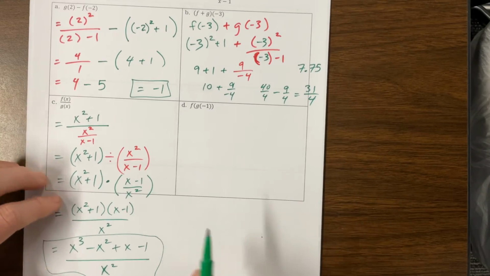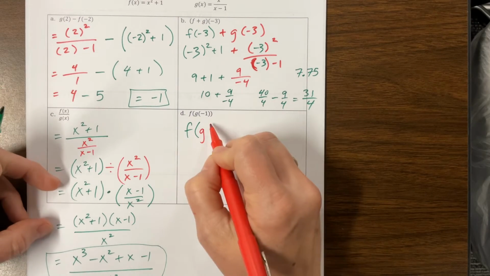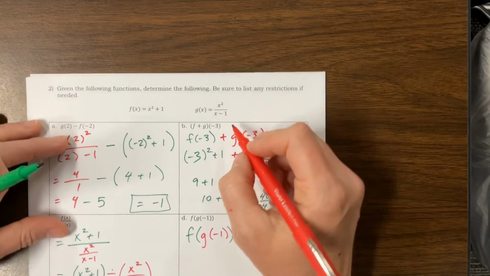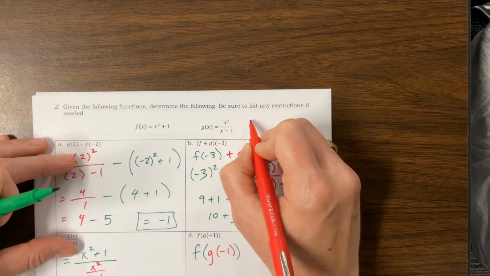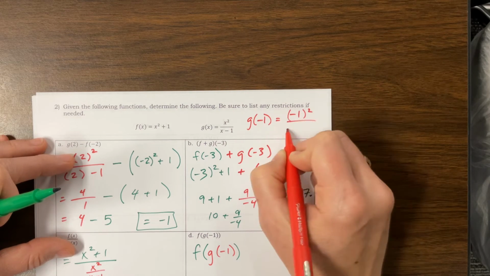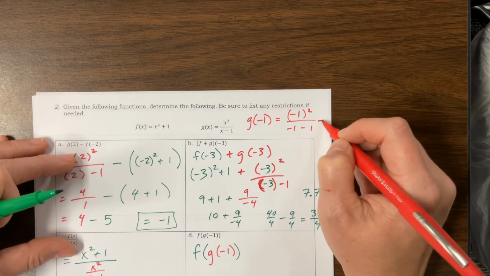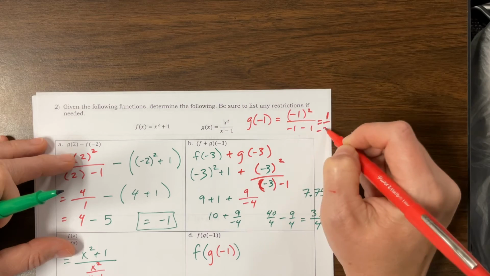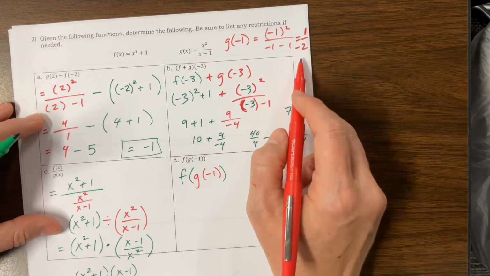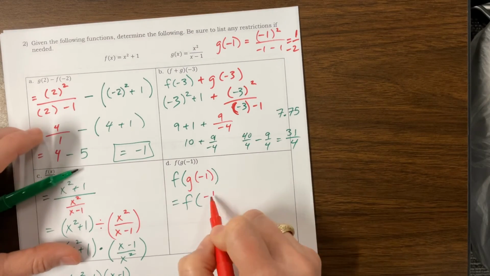Super. Okay, now I have f of g of negative 1. I don't know why I rewrote what was already there. G of negative 1, let's come over here. We'll just do g of negative 1 equals negative 1 squared over negative 1 minus 1. Negative times negative is a positive. A negative and a negative is a negative. I have a positive 1 over a negative 2. So g of negative 1 is negative 1/2. So this will be equal to f of negative 1/2.